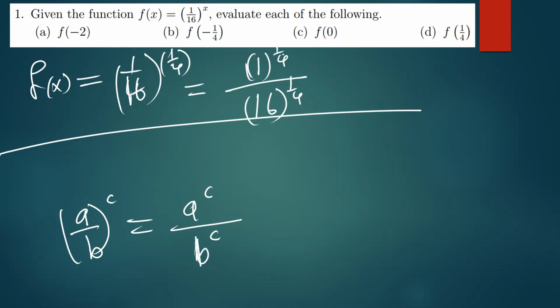So this is what I've done. I've just distributed the power to both the numerator and the denominator. So any root of 1, the answer is 1. And then the 4th root of 16, we said it's 2, and hence you have the solution to be 1/2 there.